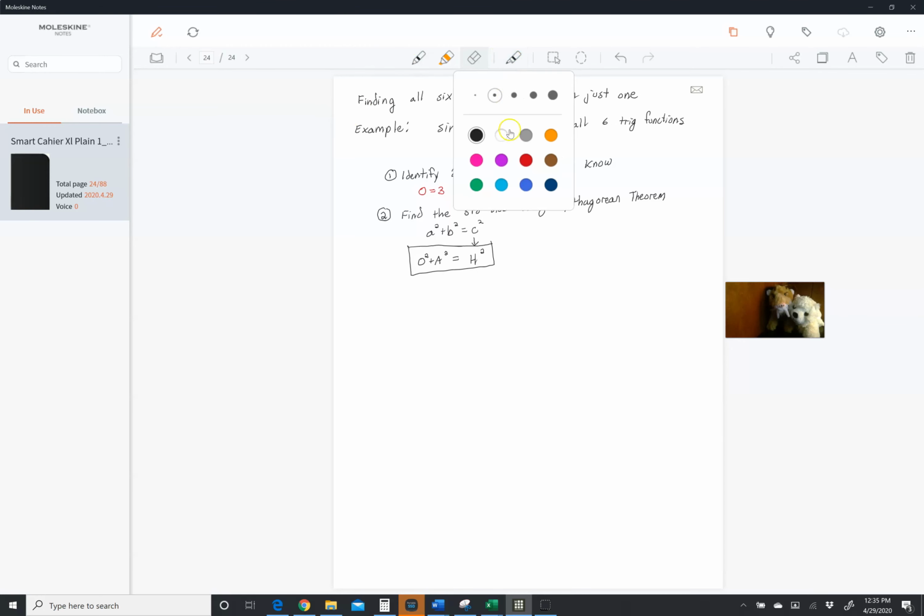So let's plug in. Our O is 3, so 3 squared plus A squared is equal to 7 squared. Okay, so we just plugged in for O, 3. We plugged in for H, 7. And A is unknown, so we're going to have to find it. So now this is algebra. 9 plus A squared is equal to 49.